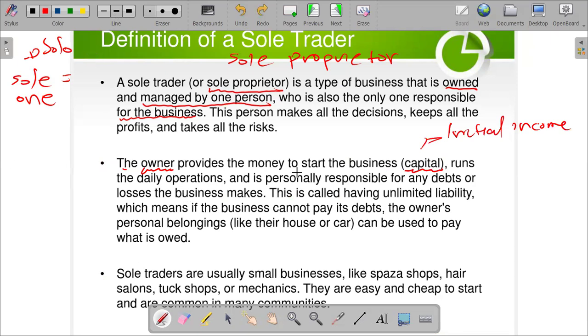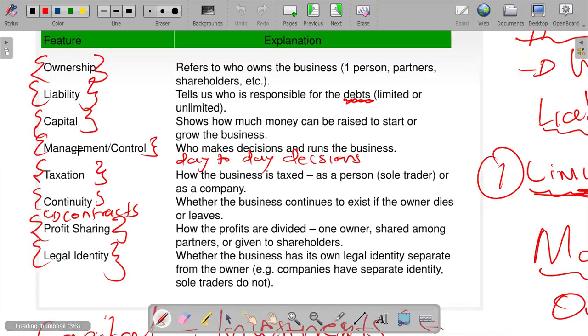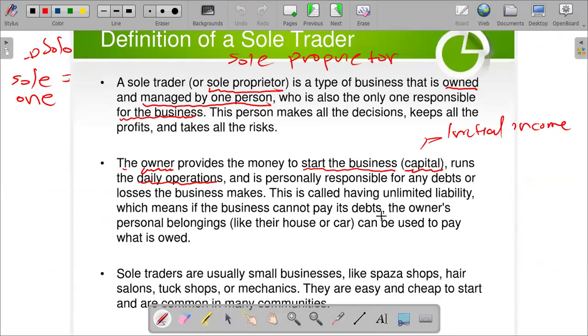So the owner provides the money to start the business and runs the daily operations. Again, if we go back, remember we talked about management and control, the day-to-day decisions. And the owner is personally responsible for any debts or losses the business makes, liability, as we talked about it. So in this instance, this will be an unlimited liability.